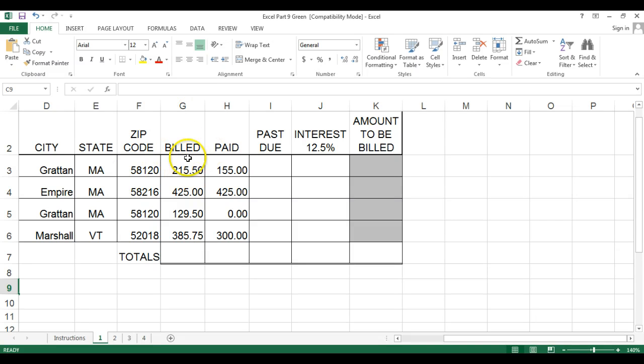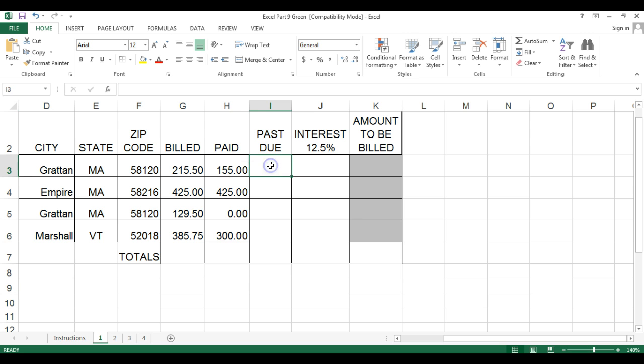So you have what you're billed. So right here you have $215.50, and we're going to say that, well, we only paid $155. Well, since we paid on this, we have to subtract the $155 from the $215.50.